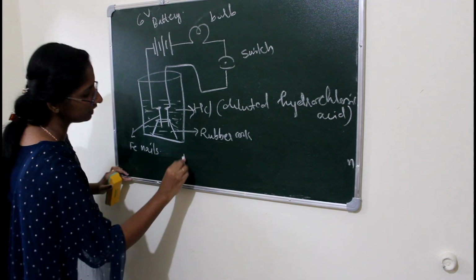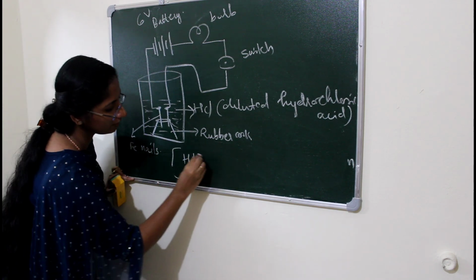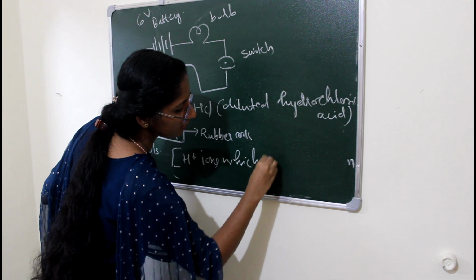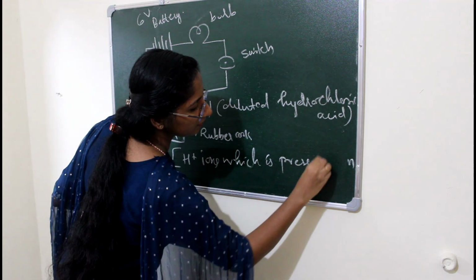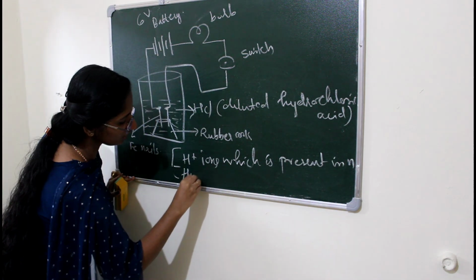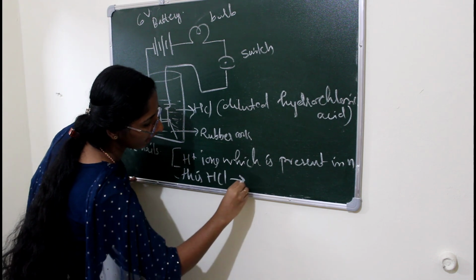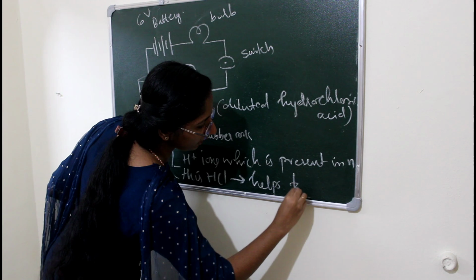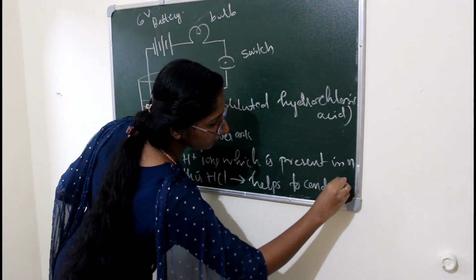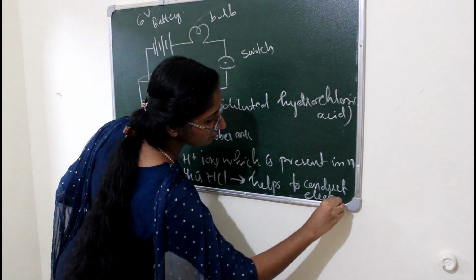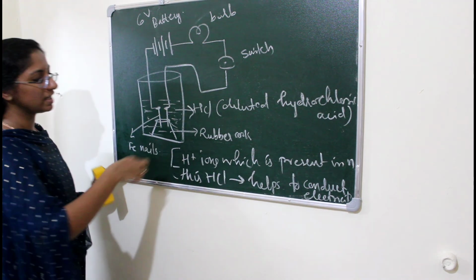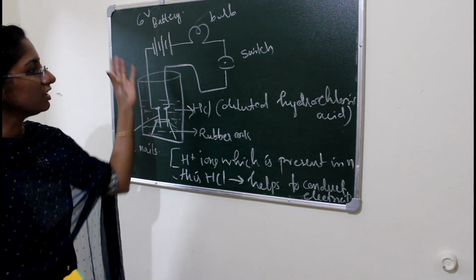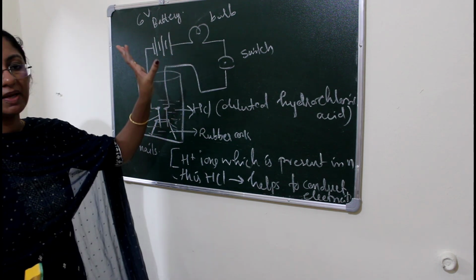The H plus ions present in this HCl help to conduct electricity. So the H plus ions within this hydrochloric acid are responsible for the conductivity through this circuit. That's why this bulb is lighting.